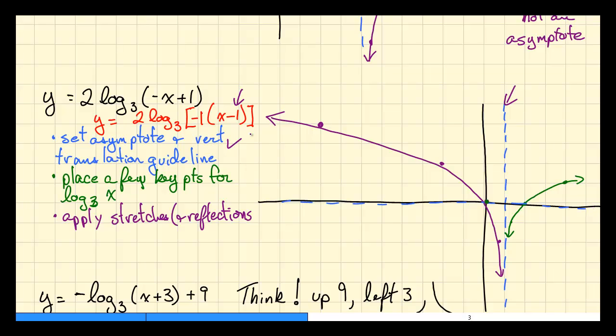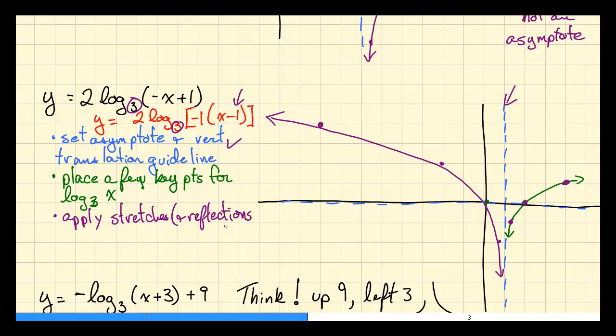So I've done this. Then I place a few key points for log base 3 of x, which I've done here. When y is 0, 3 to the 0 is 1, 3 to the 1 is 3, 3 squared would be 9, 3 to the negative 1 is a third, and 3 to the negative 2 is a ninth, and that's too close. So I've got these key points right here.